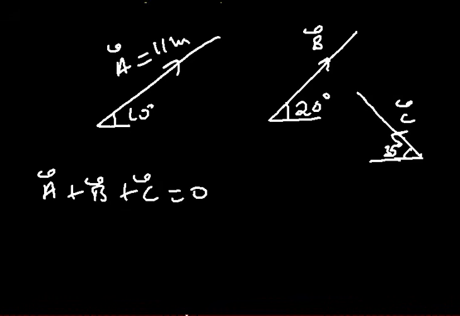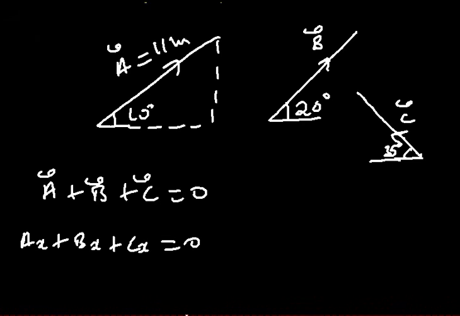So the principle remains the same. Since the result is 0, it means Ax plus Bx plus Cx is equal to 0. If we resolve these vectors into components, you will see that the x component will be given as 10 meters times cos 10. And how about the By?